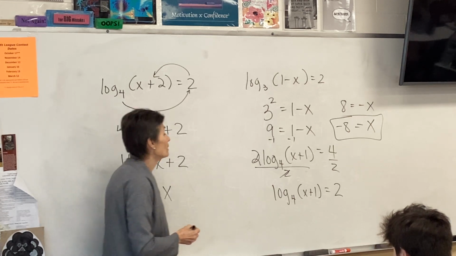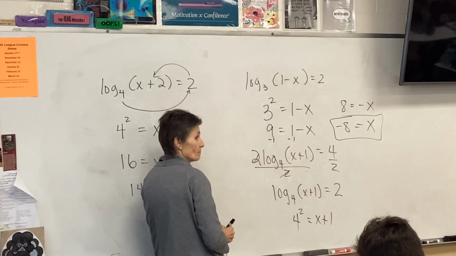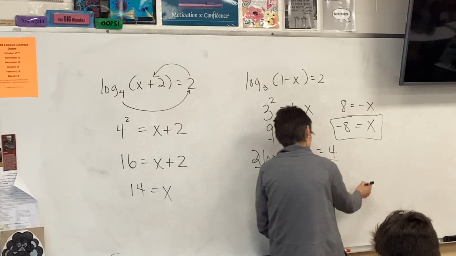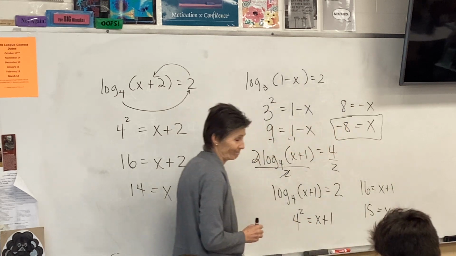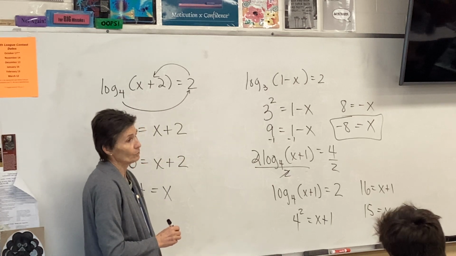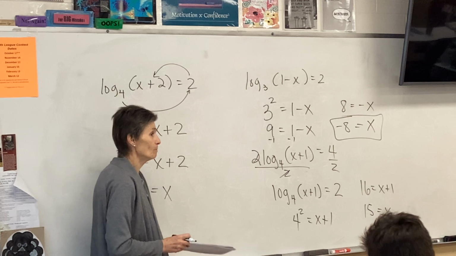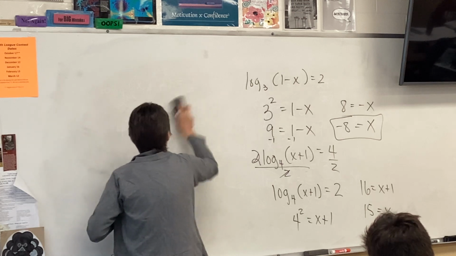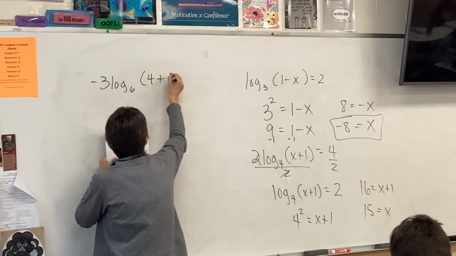Then it'll be 4 squared equals x plus 1. 16 equals x plus 1, so I got 15. How about you? Yep, you're solving logarithmic equations. Log roll, log roll, log roll. Alright, F is an absolute monster, so take a second and see how far you can get with that. You gonna go?